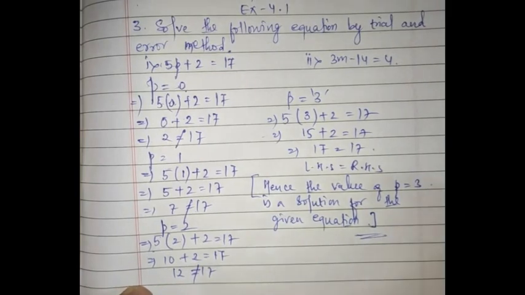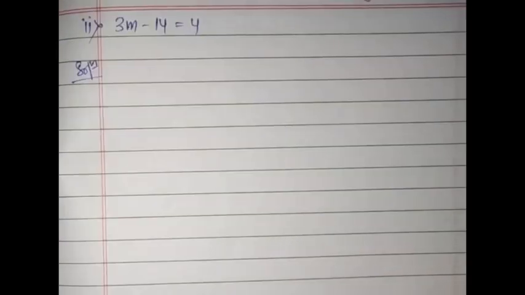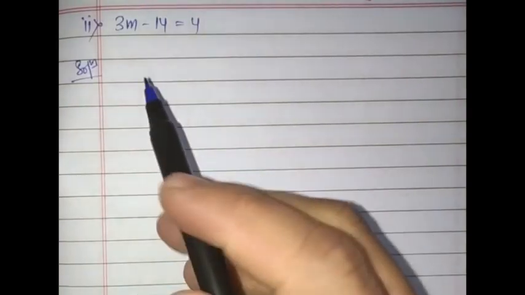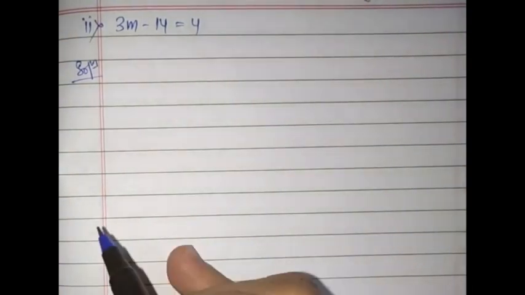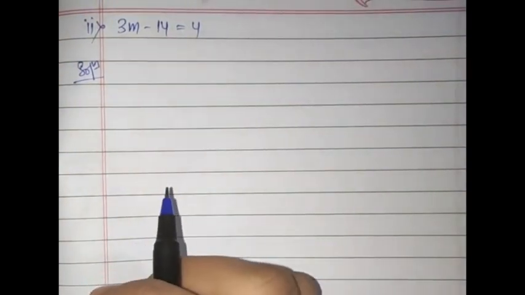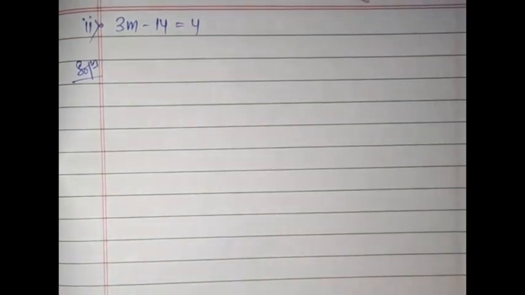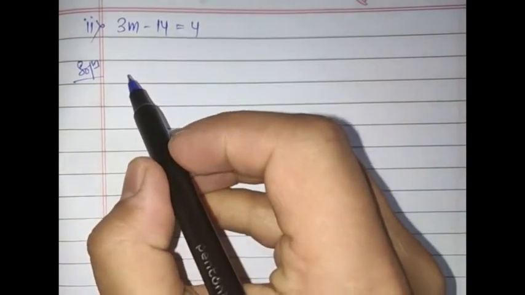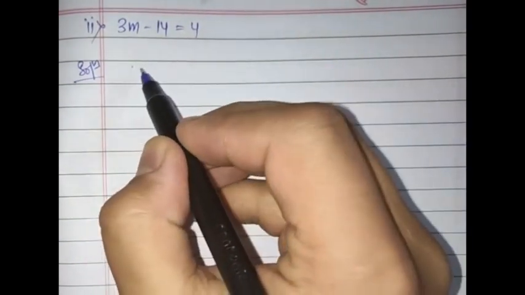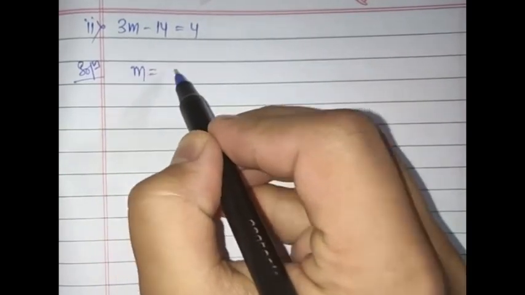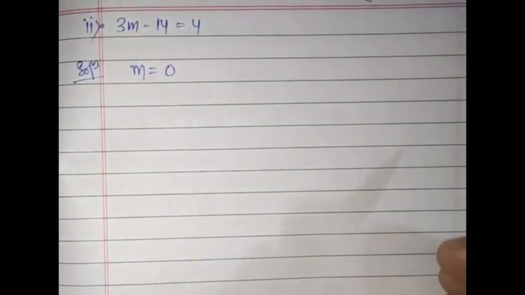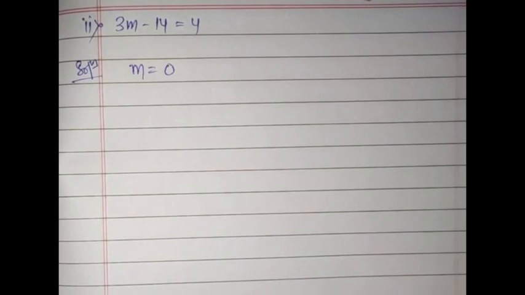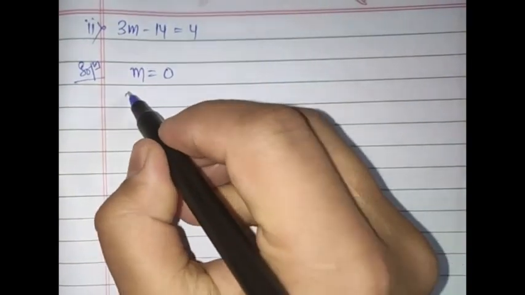So let us solve question number 2. Here we have the question number 2: 3m - 14 = 4. So you have to try using the trial and error method, right? Putting the value of m, let's start from 0 only. You may get it with 0 only, right?